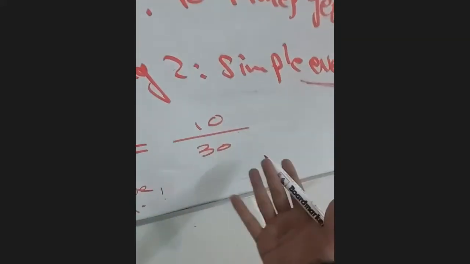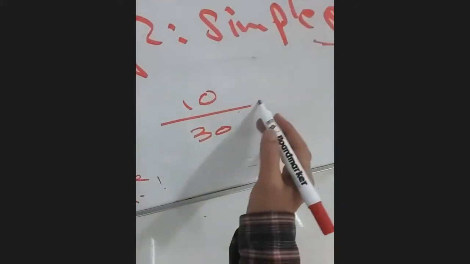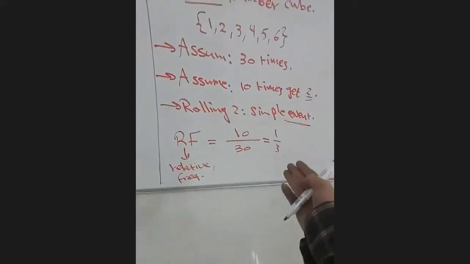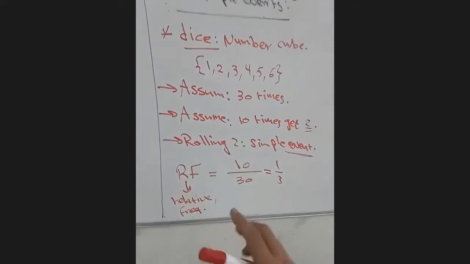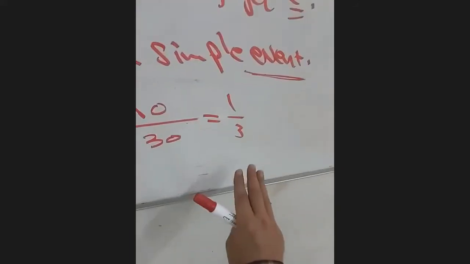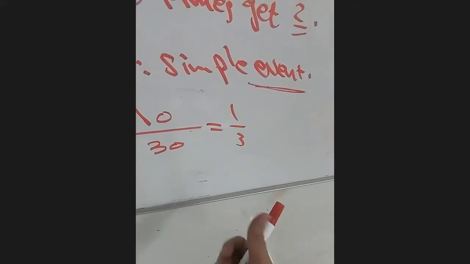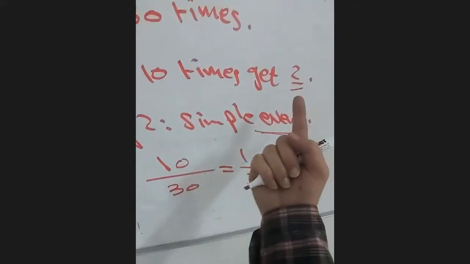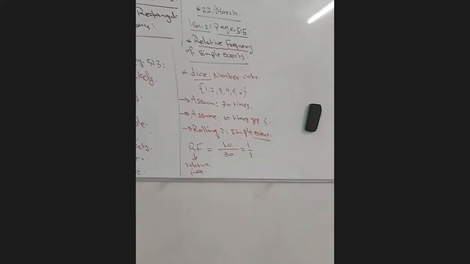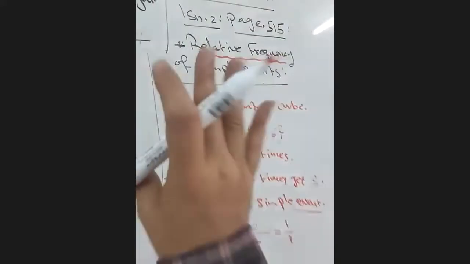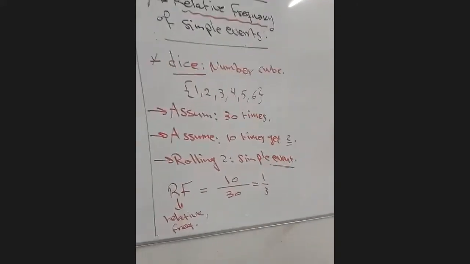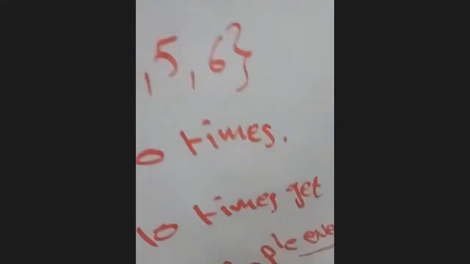Now we can make it simplest form. We know the simplest form. Divide by 10 up and down, it will be 1 over 3. 1/3, we call it relative frequency. What does this mean? Every 3 times you roll the cube, you have 1 time with 2. This is in general what we call relative frequency. Okay? Now, let's go to our lesson and see example 1 together.